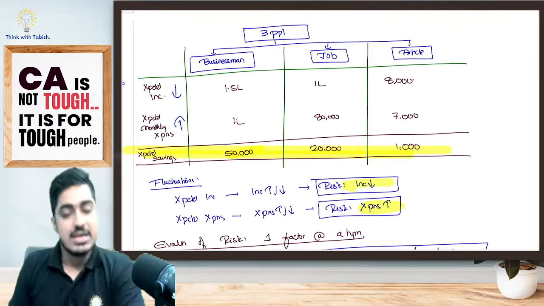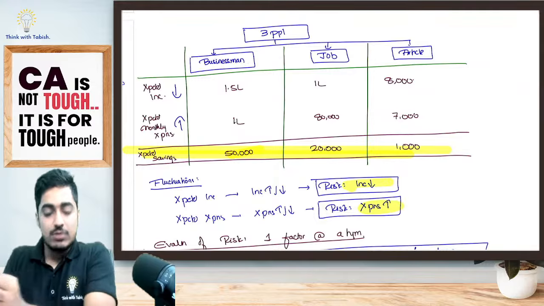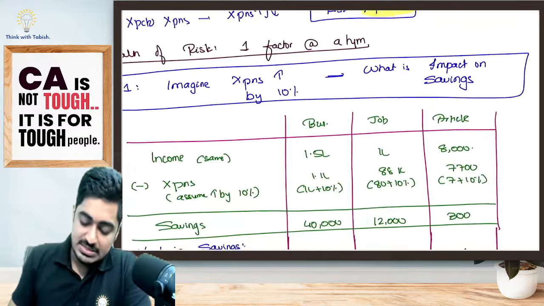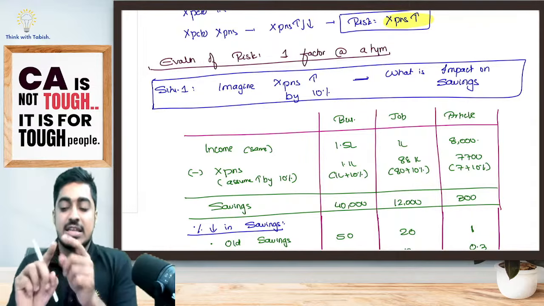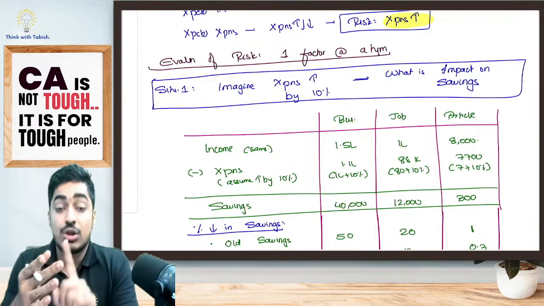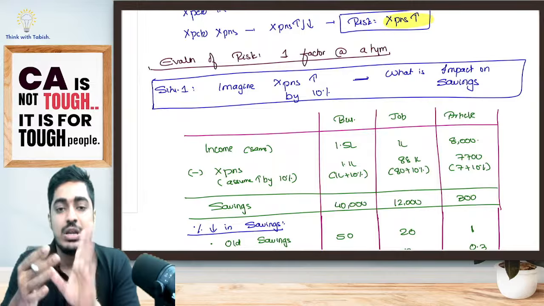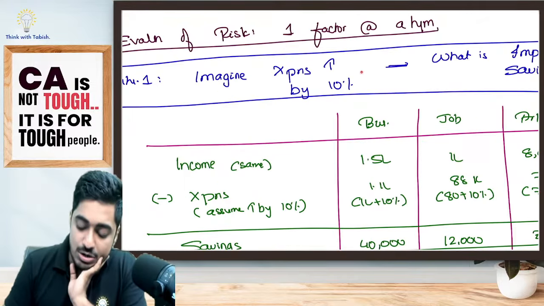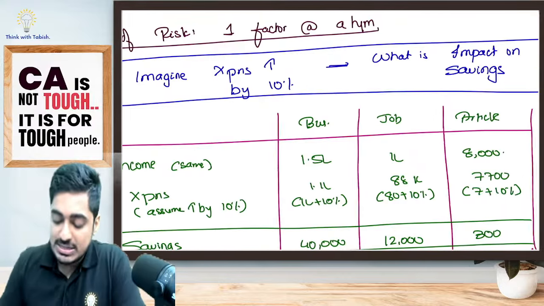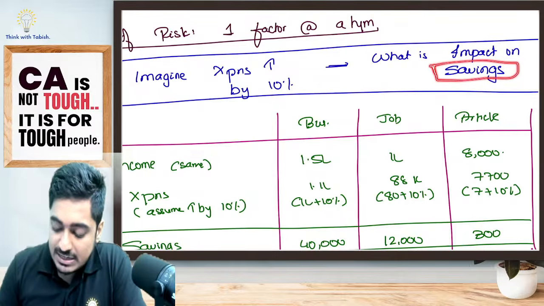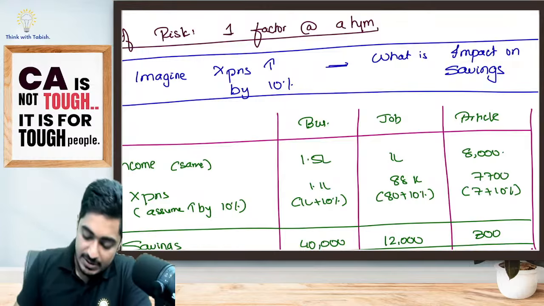Pay attention, everyone. Same businessman is there. One person is going for a job. One more article. I am evaluating risk one factor at a time. Two factors are there here. Either income can change risk or cost can change risk. Firstly, I am only considering cost. Imagine that my cost increased by 10%. I am telling what will happen to my saving. How much effect I will be having. How much hit I will be getting.